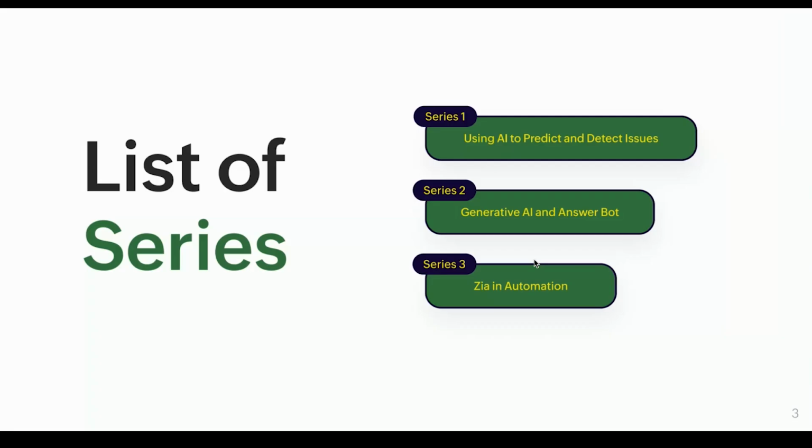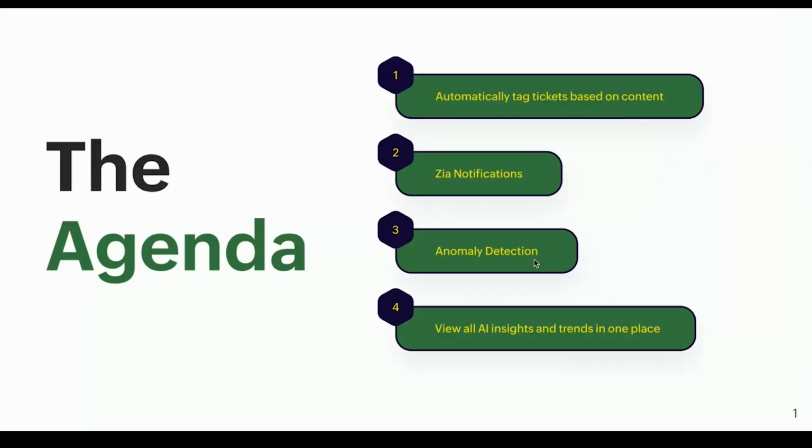We are in the first topic, that is how to use AI to predict and detect issues inside your Zoho Desk account while handling your customer support journey, right? The agenda is going to be very simple. We are going to talk about automatic ticket tagging, Anomaly and Zia notifications inside Zoho Desk. And finally, we're going to give a brief knowledge of what AI insights are and how to see the trends and predictions in a single dashboard.